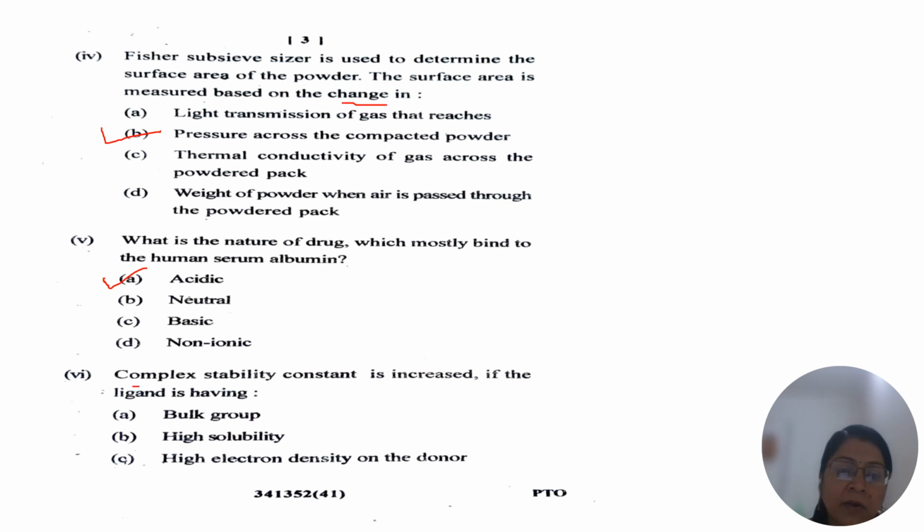So complex stability constant actually depends on the concentration of the complex formed. The more complex is formed, the more stable the complex is, and the higher the stability constant. And how will the concentration of that complex be higher? That will depend on the high electron density of the donor, that is the ligand. The more electron density, or the more basicity of the ligand, or if there is more charge density on the ligand, then it will have better stability and a better stability constant, and the complex will have better stability. So the answer will be high electron density.